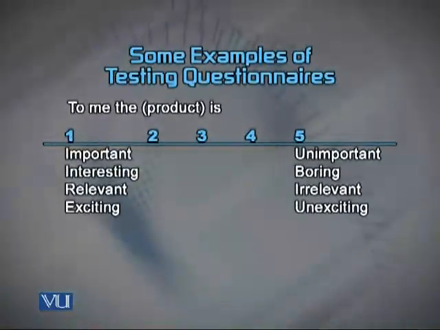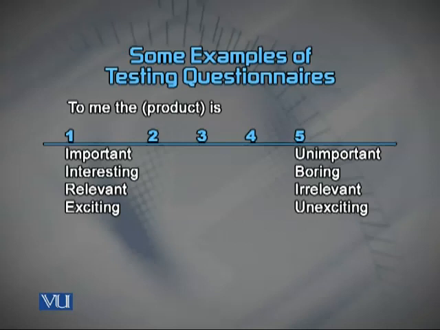Now, as I will show you, there is a kind of plan, and if you look at the example, this one is by using the product in terms of, to me the product is, and then you have a Likert scale, or this is called a semantic scale, where you have 1, 2, 3, 4, the importance or unimportant criteria.